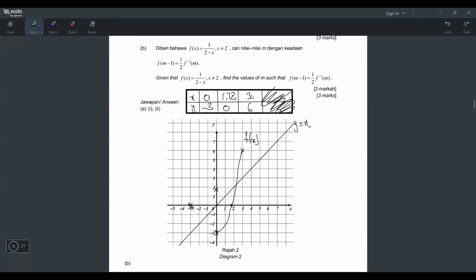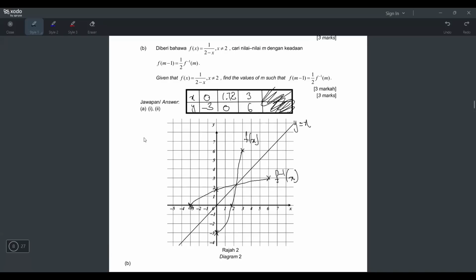Okay, the last point is (3, 6). So this is the point, right? But when you reflect, it will become (6, 3), right? Basically, you just swap the x coordinate and y coordinate. Or you can do it using reflection like this. Just count how many squares, 1.5, 1.5, and then you get the point. All right, now you can join all these 3 points. And of course, when you join, it has to have the shape also. So the reflection shape, you can see this one looks like this, right? This is the correct shape, and then it will go straight like this, right? And this is the f inverse graph.